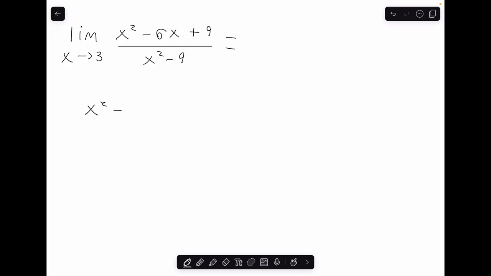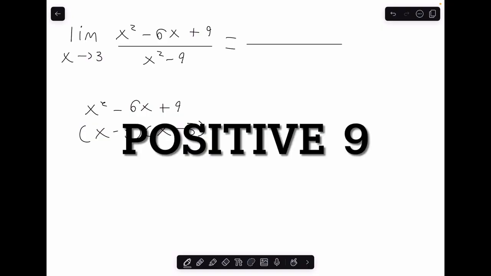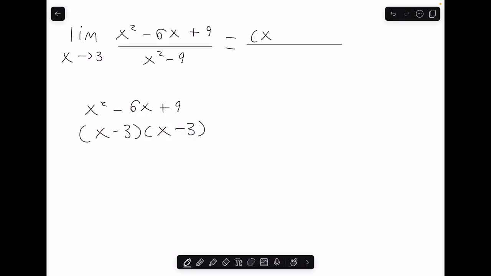So we have x squared minus 6x plus 9. What are 2 numbers that add to negative 6 but multiply to positive 9? If we're multiplying to a positive but adding to a negative, we're going to have 2 negative numbers, right? So x minus 3 and x minus 3. Negative 3 plus negative 3, that's negative 6. Negative 3 times negative 3, that's positive 9. So that's our numerator fully factored: x minus 3 and x minus 3.